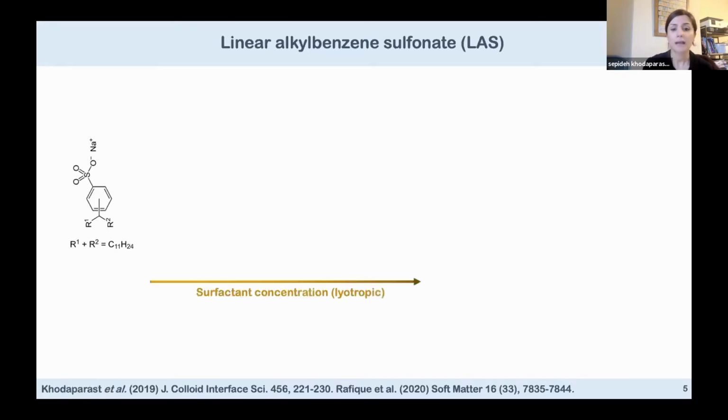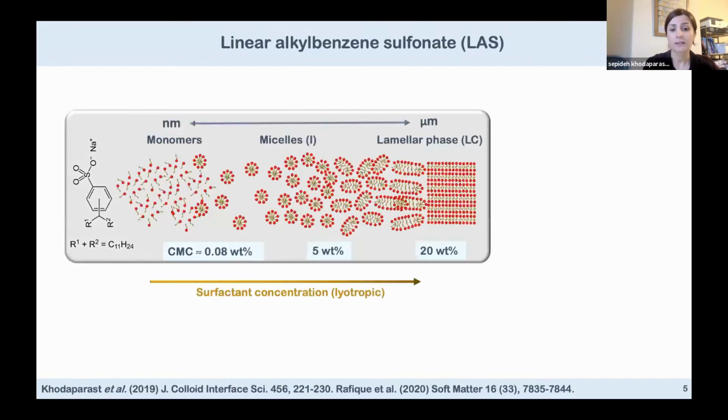hydrophobic tail. And as with other surfactants, it is lyotropic, meaning that if you increase the concentration of the surfactant, you will change the phases of the self-assembly of this molecule. You go through spherical, then elongated ellipsoidal micelles, and then a liquid crystalline phase, which is here a lamellar phase.